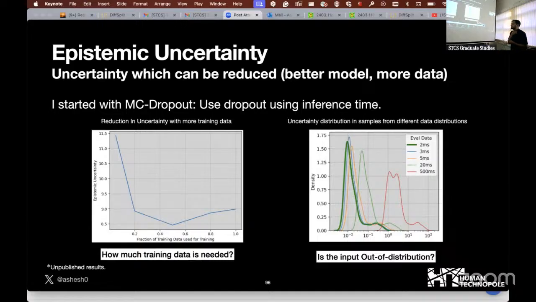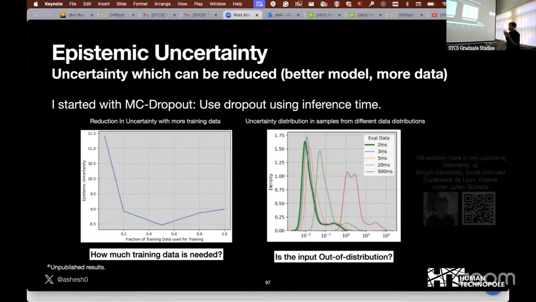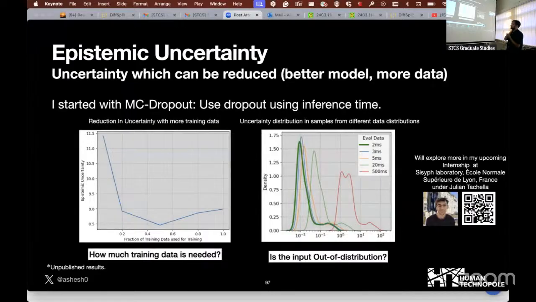For the question of whether the input is out of distribution, you can simply plot the distribution of the uncertainties from your training data. And if you see a difference in that distribution when you plot the same thing on the data that you currently have, you can answer the question of whether the input is out of distribution. I need to do more work on this, and I will be going to the ENS lab in France, with Julien Taquel. I'll do an internship with a focus on creating better uncertainty estimates on the task that I'm working on.